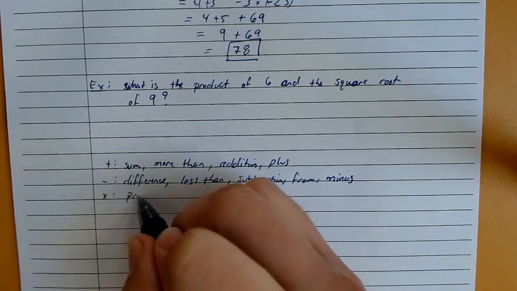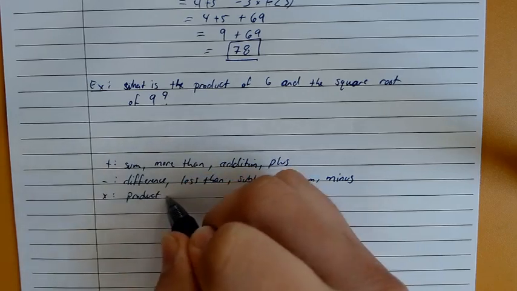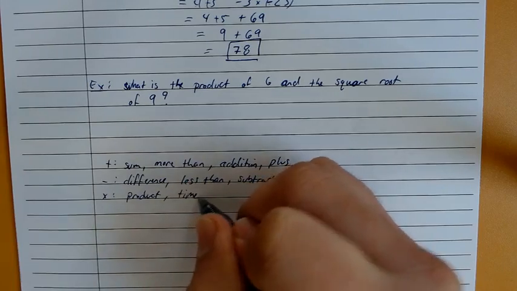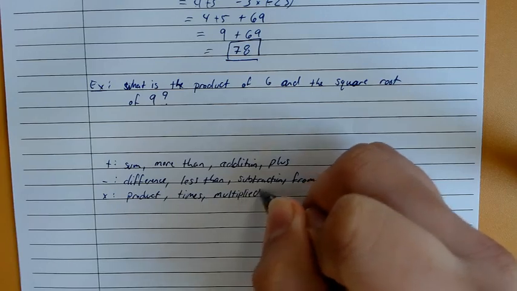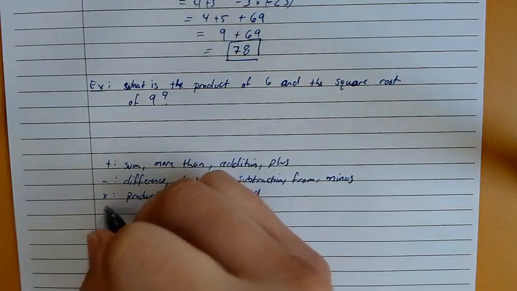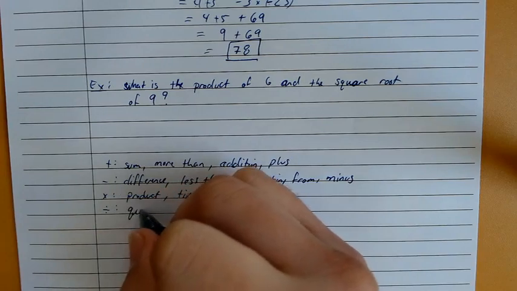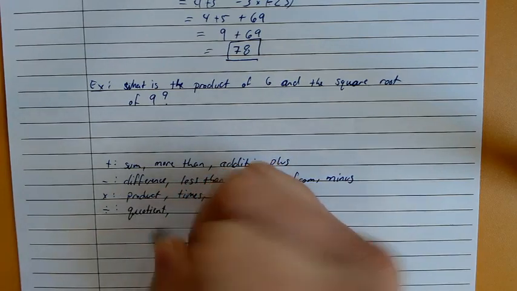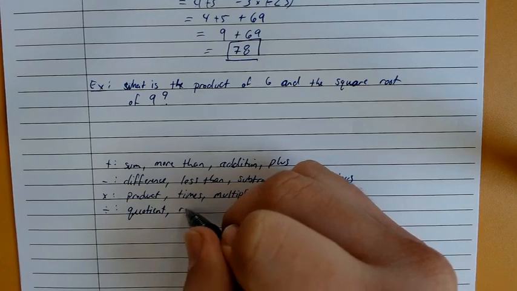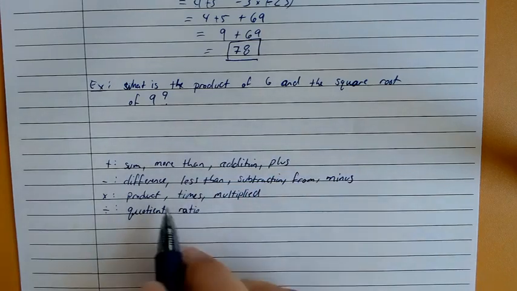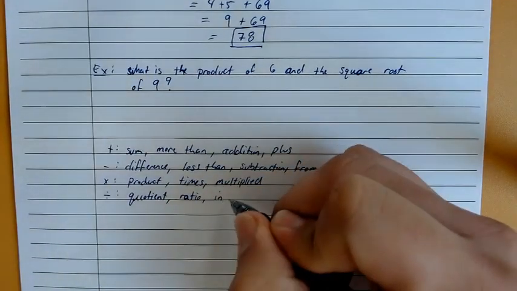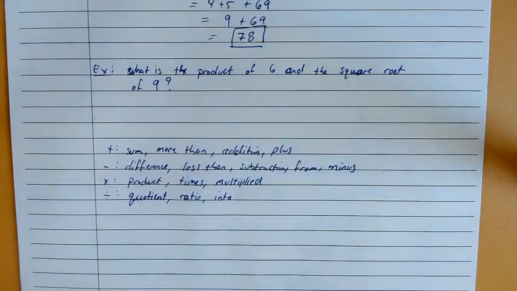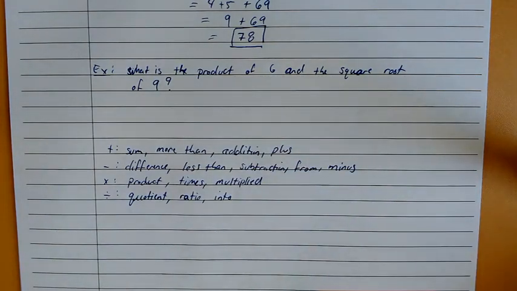If you see product, if you see times, or if you see multiplied, that's our multiplication symbol. And if you see the word quotient, if you see ratio, which is an old word that means the same as a fraction, or if you see into, like 10 goes into 55 times, into, that would be division.